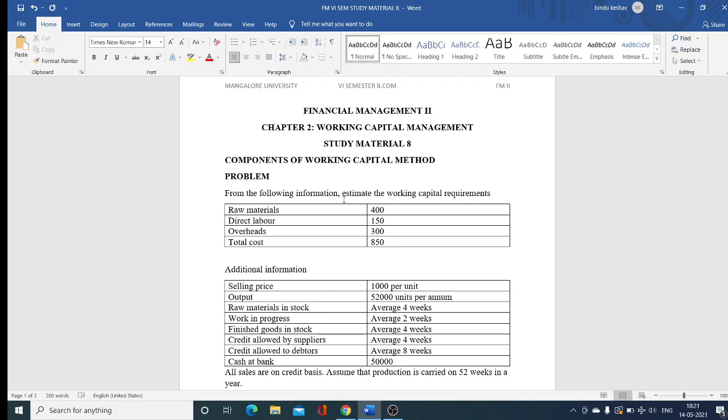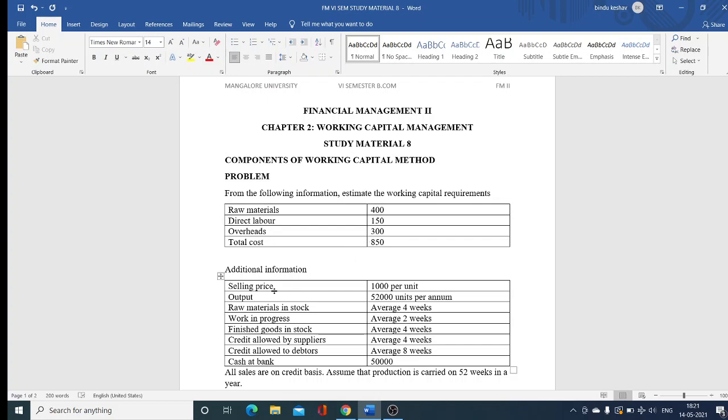From the following information, estimate the working capital requirements. Raw material, the per unit cost is given. Raw material rupees 400, direct labor 150, overheads 300, total cost 850.